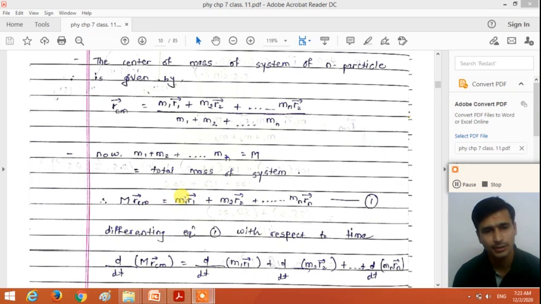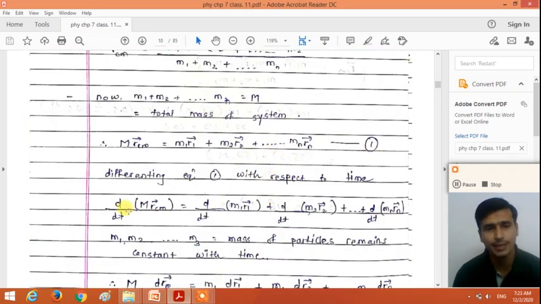So differentiating with respect to time, we need to add a d by dt in all the terms, right? So add the d by dt of M into R_CM, d by dt of m1 r1 plus d by dt of m2 r2 plus d by dt of mn rn, right?